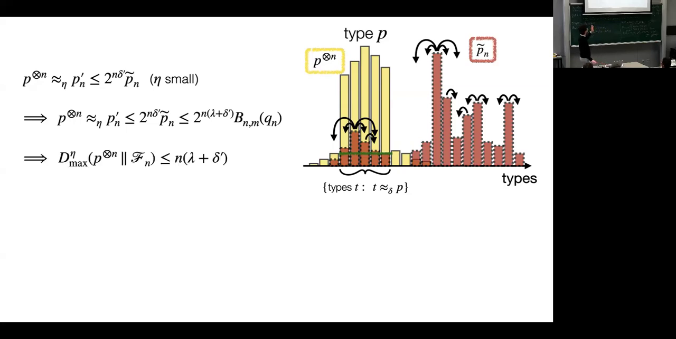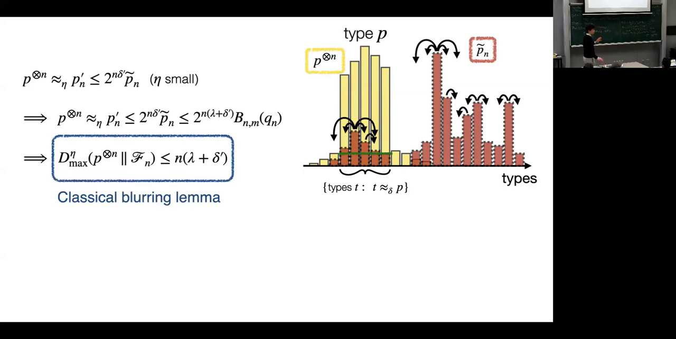And this implies, if you rewind, that the D eta max of rho tensor n is smaller than n lambda plus delta prime. Now I see the advantage: we have turned an epsilon that was far away from 0 into an eta that's very close to 0. Now again we know what's happened, because we turned f plus epsilon or f minus epsilon into f minus of 0 or f plus of 0. Same.